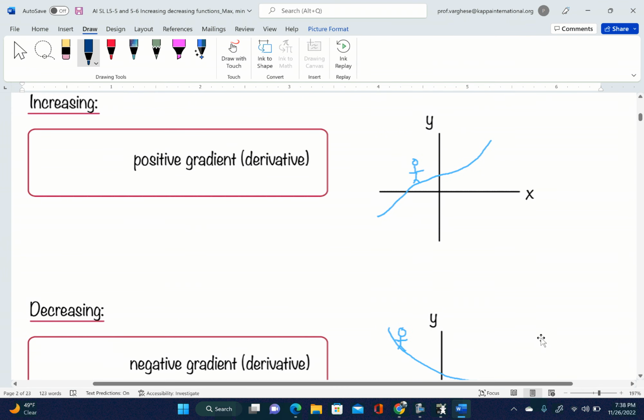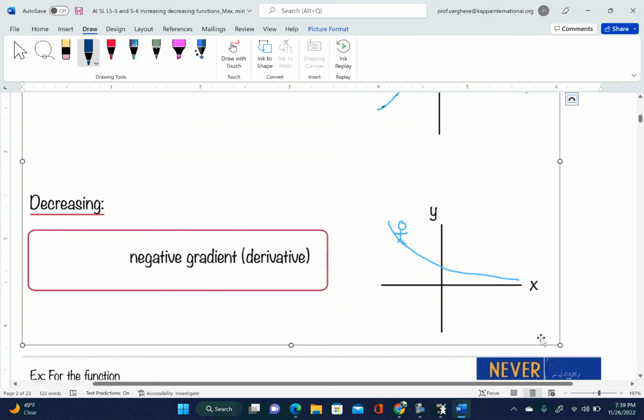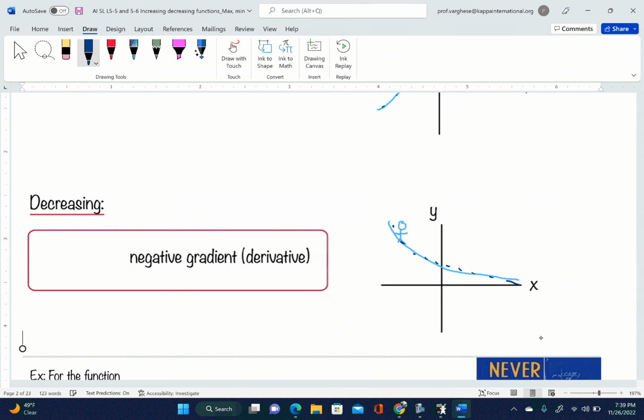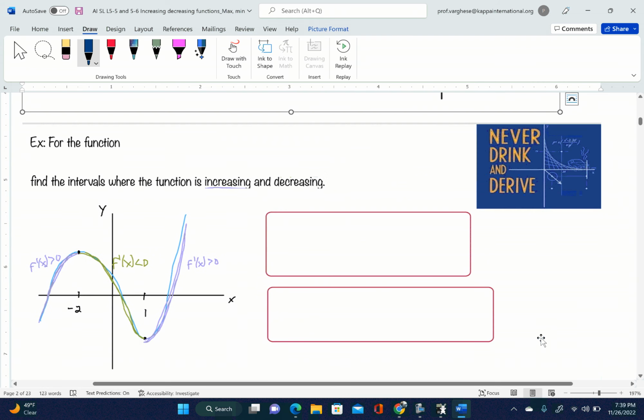This is an example of increasing, right? So every point along here, it doesn't have to be a straight line, but every point along here, f prime of x is greater than 0. It's a positive gradient or a positive slope. And every point around here, again, it's decreasing. So f prime of x is less than 0. Okay, pretty straightforward. Never drink and derive.